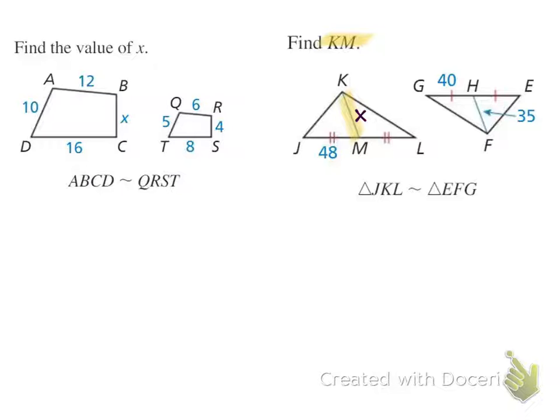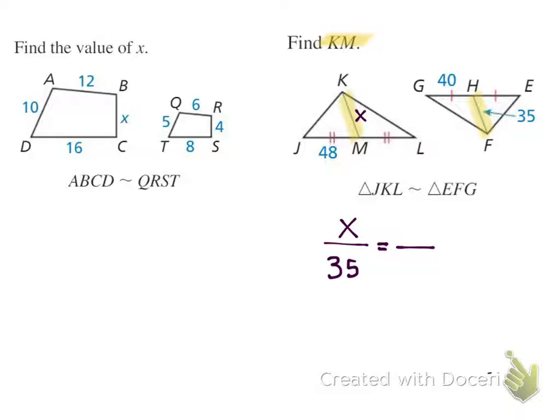So again, what do we know about the sides in similar shapes? They're proportional. So we're going to set up a proportion. I'm going to start with x because I prefer to. So x over, what does x correspond with in the second shape? HF, which is 35. And we're going to set it equal to the ratio of the other sides.